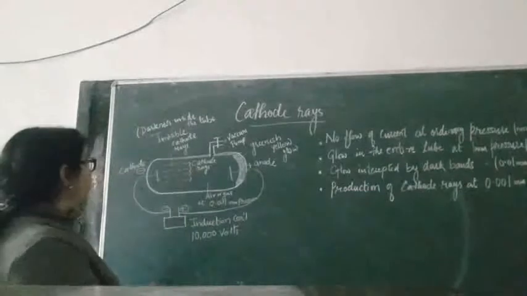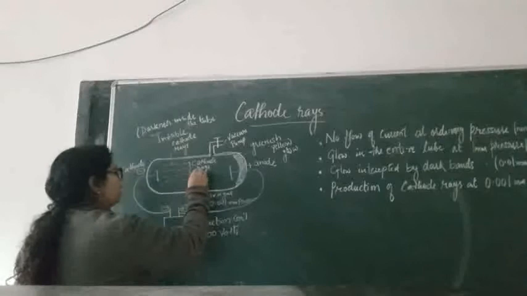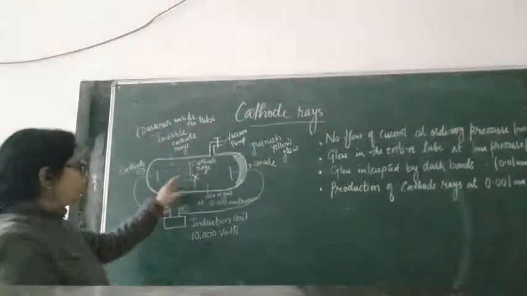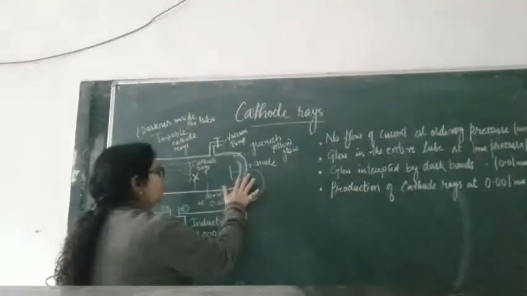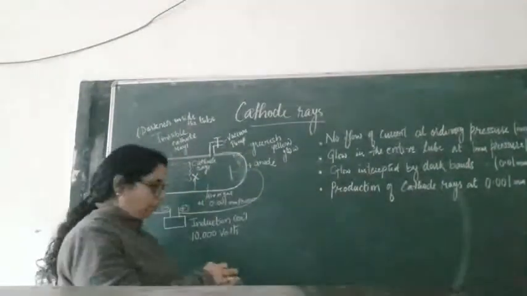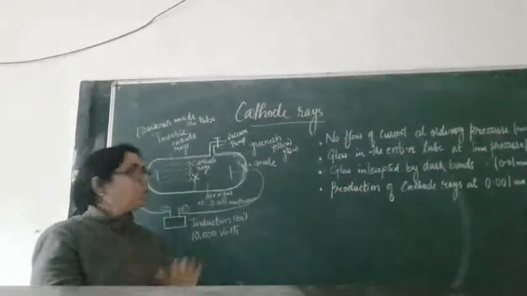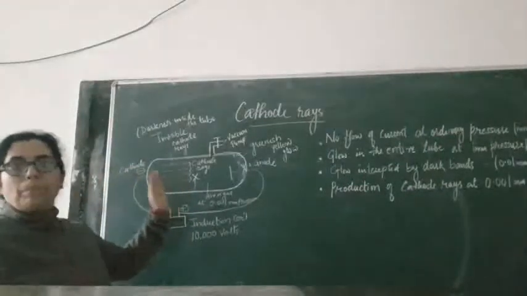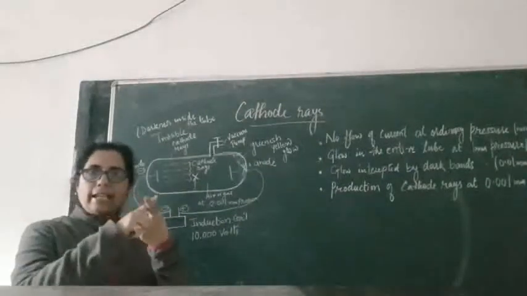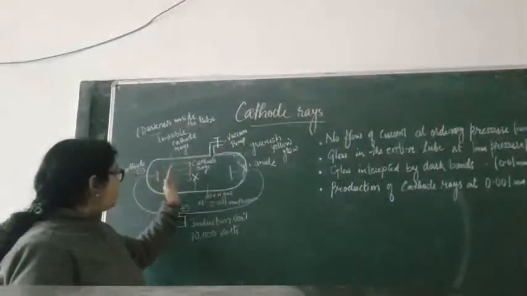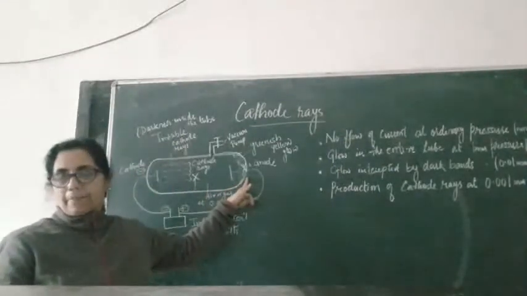They kept a cross-shaped plate in the center of the discharge tube, and it was seen that at the other end, the anode side, there was a shadow of this cross plate. This metallic plate was shaped like an X, and when these rays were passing, a dark shadow of this plate was seen on the other side.